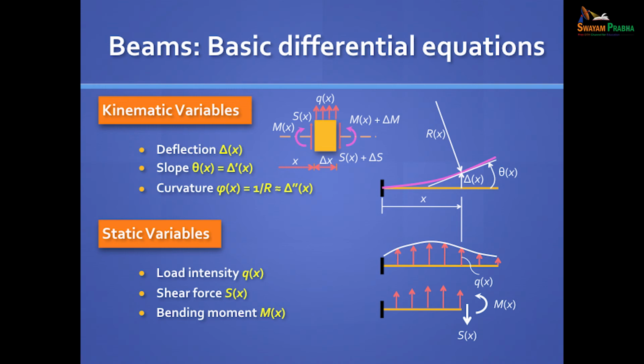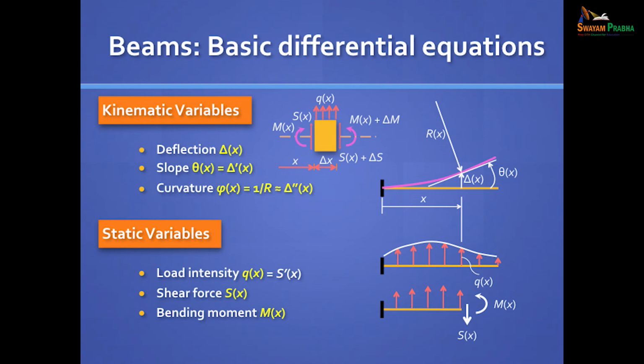Apply simple equilibrium. Sigma Fy equal to 0. You will find that this delta S must be equal to Qx into delta x. Right? And if you take the limit delta x tending to 0, it turns out to be dS/dx equals q. So this is a relationship.